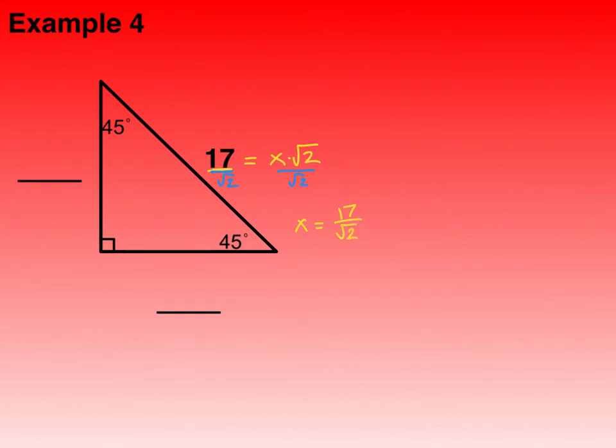And I have to rationalize the denominator. I can't leave the square root in the denominator, so I multiply top and bottom by the square root of 2. And that's going to get me 17 square root of 2 over 2. Now, 17 over 2 will not reduce, so then that actually becomes my final answer. So I can write it as 17 root 2 over 2. And this side is 17 square root of 2 over 2.